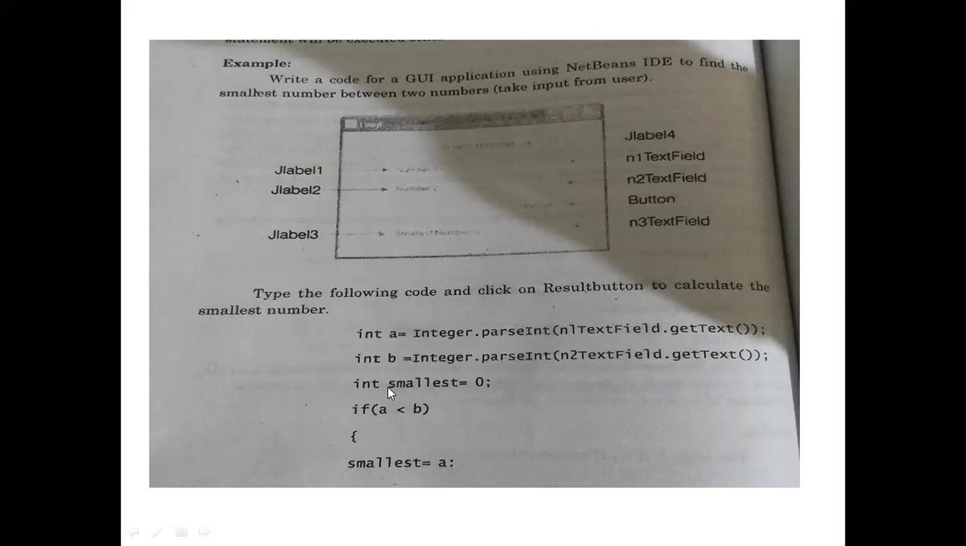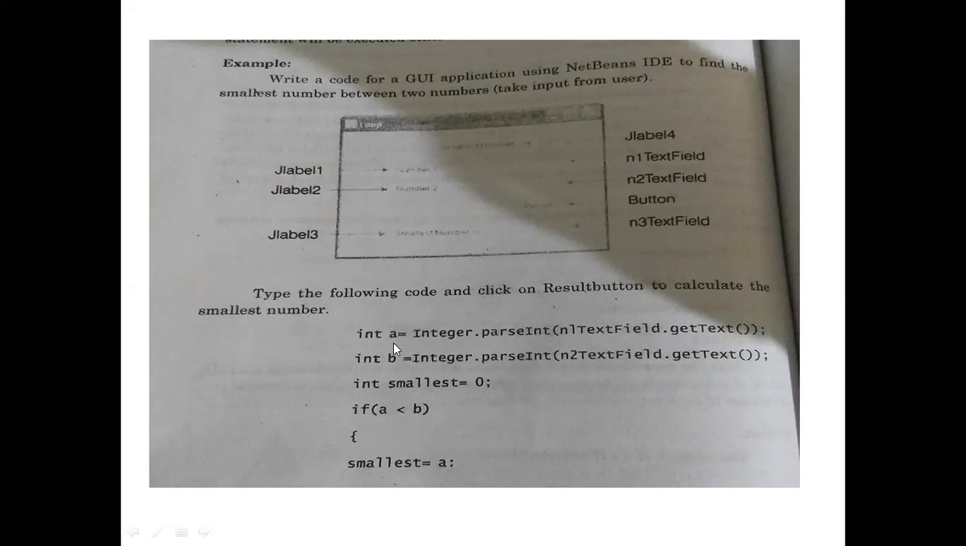Then we have to declare another variable, integer smallest equal to 0. So I declare another variable as smallest, and first I initialize it as 0. Next is the conditional expression, the if statement. We have to compare: if a is less than b. We already got two values for a and b, and we have to compare whether a is less than b or not.